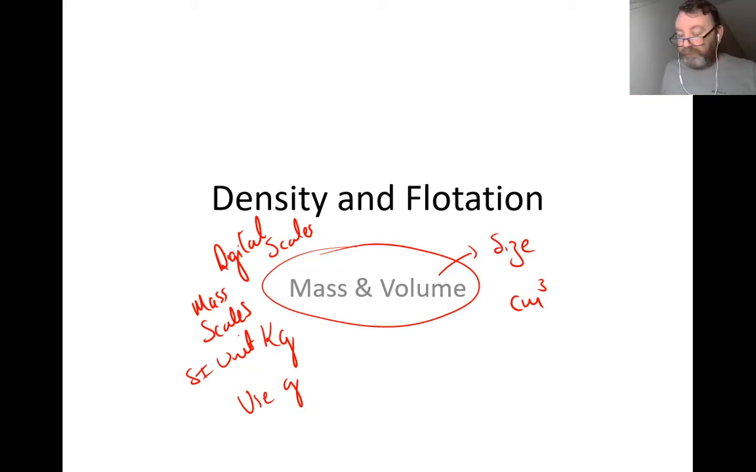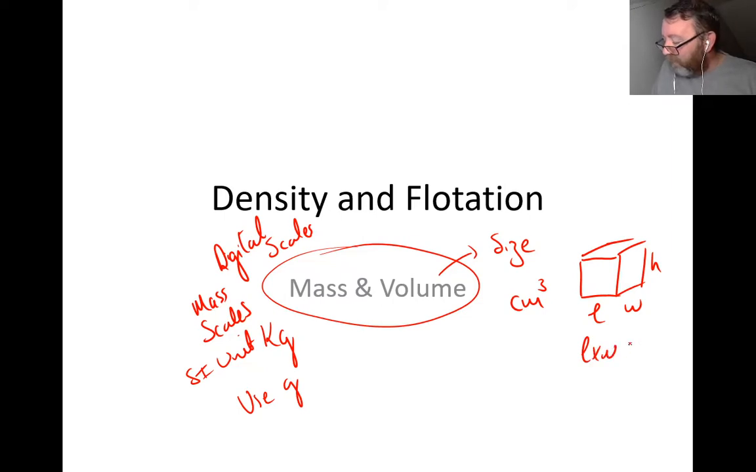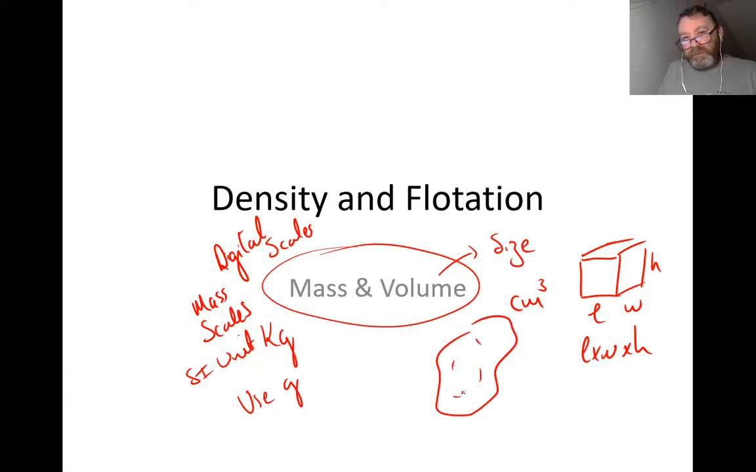Now, here's the key question. How did we measure volume? How did we measure the size of, say, a cube? Well, that was easy. If it was a cube, all we had to do was measure the length, the width and the height, and multiply the length by the width by the height. But if I asked you to get the volume of a potato, which I did ask you to do in your practicals earlier on, how would I do that? I would put it, if it fits, into a graduated cylinder. Or I could put it into an overflow can, which would send the water into a graduated cylinder.